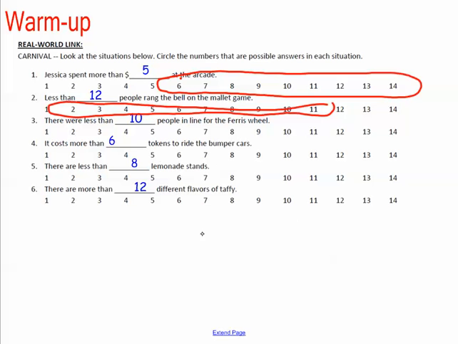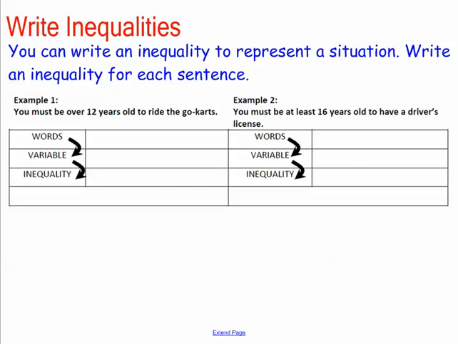All right? All right, I think you get the picture here. I don't think I need to go through the other ones. So let's move on to your notes now. All right, so if I want to write an inequality to represent a situation, we're going to look at this. So number 1, you must be over 12 years old to ride the go-karts.